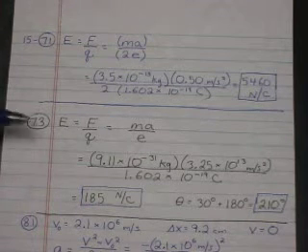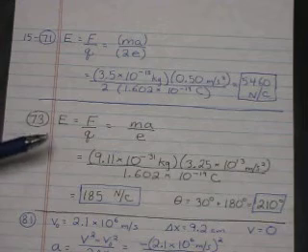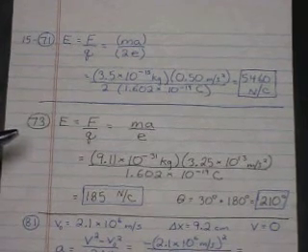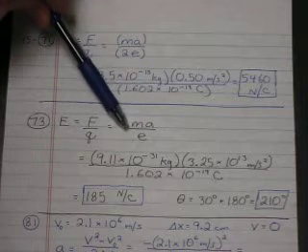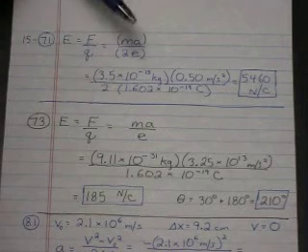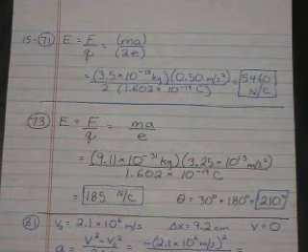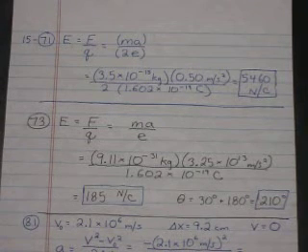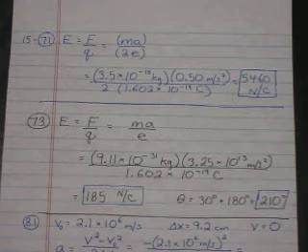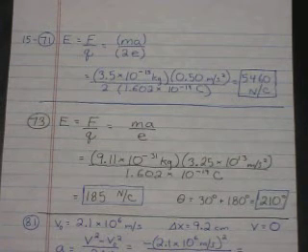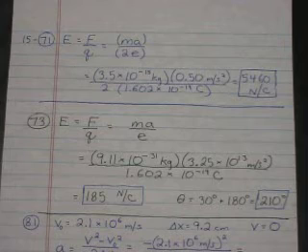Just like in 71, electric field is force on the particle, in this case the electron, divided by its charge. Force is mass times acceleration. We're dividing by the elementary charge. You have the mass of an electron, 9.11 times 10 to the negative 31 kilograms, times the acceleration, divided by the elementary charge of 1.602 times 10 to the negative 19 coulombs, and you get an answer of 185 newtons per coulomb.